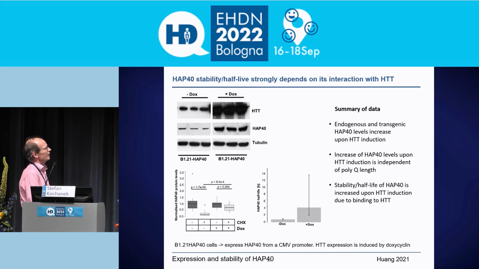So as a summary, endogenous and also transgenic HAP40 levels increase upon Huntingtin induction. The increase of HAP40 levels following Huntingtin induction is independent of polyQ length. I didn't show you the data, but that is independent of polyQ length. And the half-life of HAP40 is increased upon Huntingtin induction due to the binding, the physical interaction with Huntingtin.